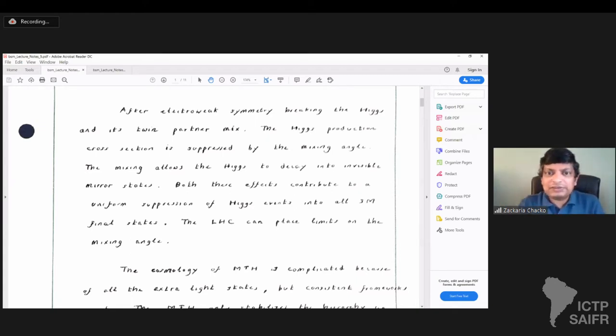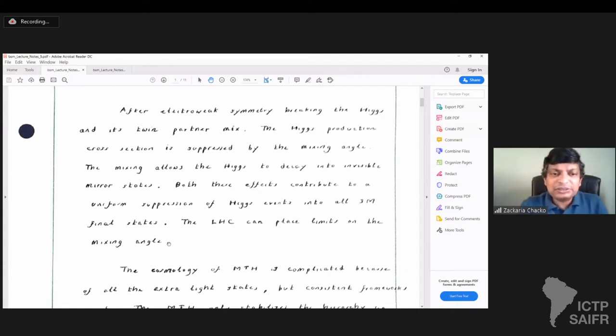Because both these effects go in the same direction, they contribute to a reduction in Higgs events into all standard model final states. You're not producing as many Higgs as you would have because of the mixing suppression, and when you produce a Higgs, sometimes instead of going into the standard model, it goes into some mirror particle, which you don't see. So you don't see as many Higgs events into gamma gamma or ZZ as you would in the standard model at the LHC. Because of that, the LHC can place limits, and the limits are really on the mixing angle. The mixing angle cannot be too big.